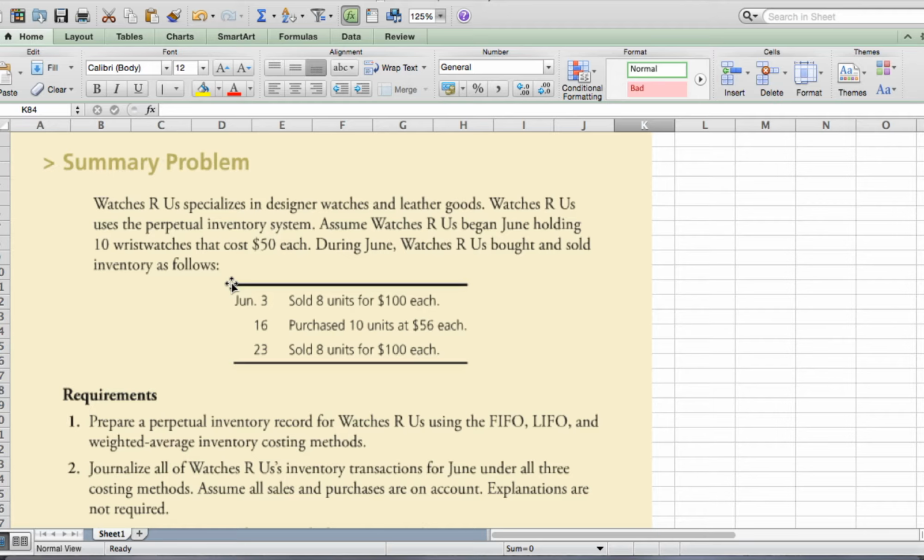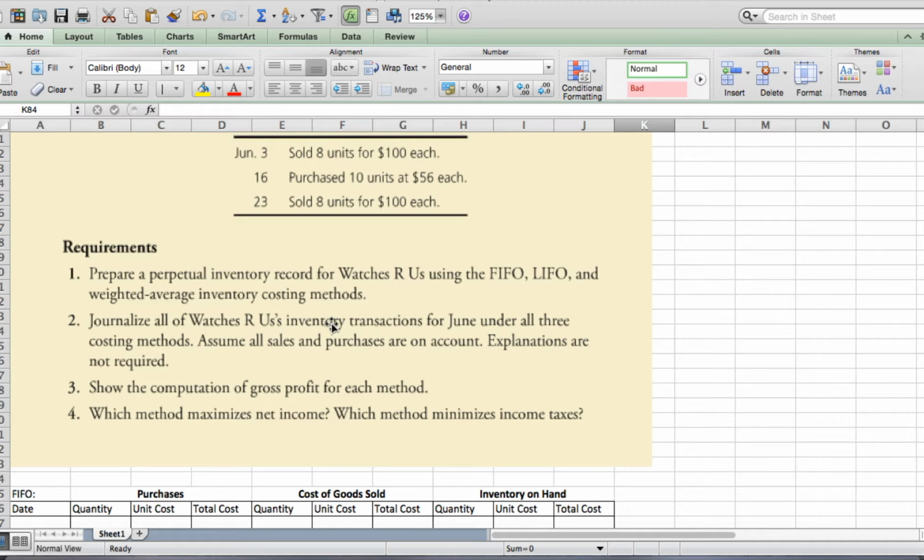And then during June we have these few transactions that we're going to keep track of. And what you'll end up seeing is that the transactions look pretty similar when we do the journal entries and when we put them on the inventory sheet for the June 3rd and the June 16th transaction. Those are going to be pretty much identical for all three methods that we're looking at. And then the June 23rd transaction is where we see the big differences between FIFO, LIFO, and weighted average. And then we'll look at those differences to answer the questions in 3 and 4 here.